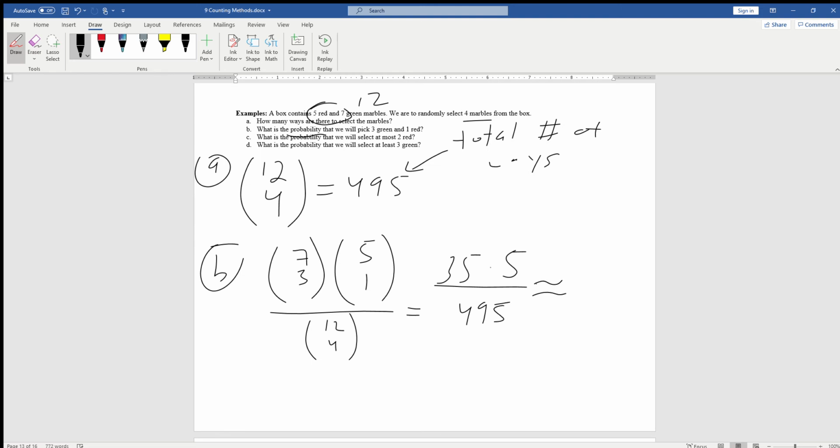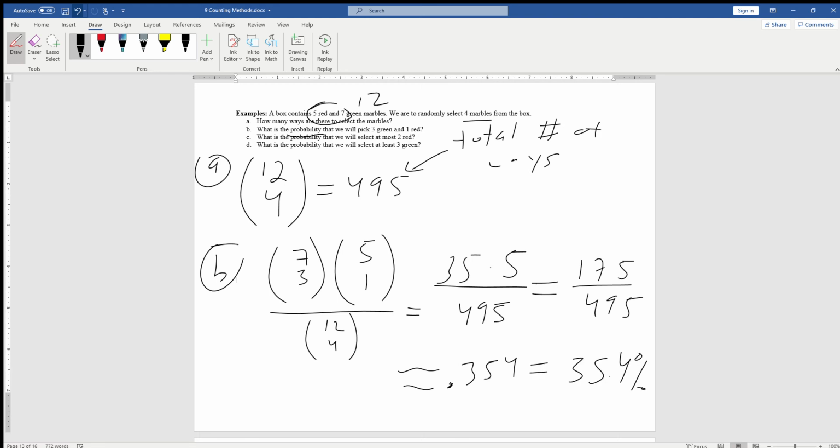All right. So if we wanted to compute this, a couple ways we could do this. We could just do this as a fraction, and you can certainly leave it as a fraction. That doesn't bother me. So that would be 175 divided by 495. Another way is we could approximate that, and we can get a decimal. And I got 0.354. But most of us in probability, we probably want a percentage. So 35.4%. So it's not terribly likely, but it's certainly possible.